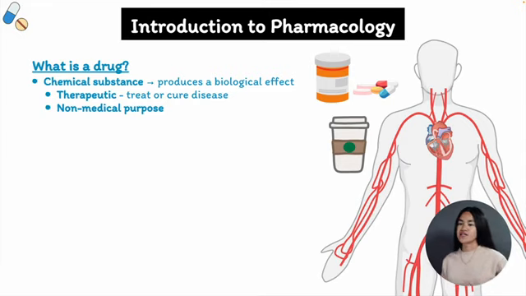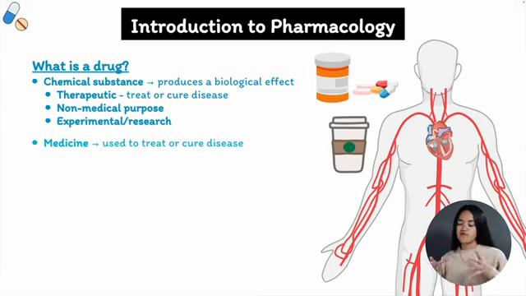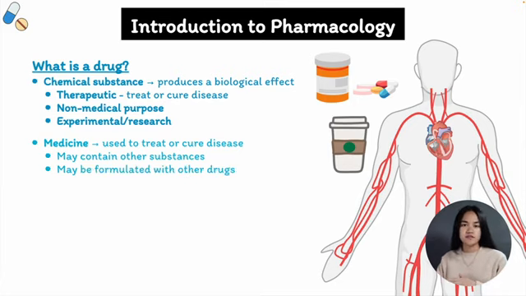And it also includes experimental tools that are used in researching diseases or finding new therapeutic treatments. Now, medicine is what we usually refer to as a drug that is used to treat, cure, or alleviate a disease's symptoms. These are what we refer to as therapeutic drugs or therapeutic agents. And a lot of medicines actually contain more than one active ingredient. So there will be a lot of other things in a therapeutic formulation. So it may contain other substances such as stabilizers or solvents.